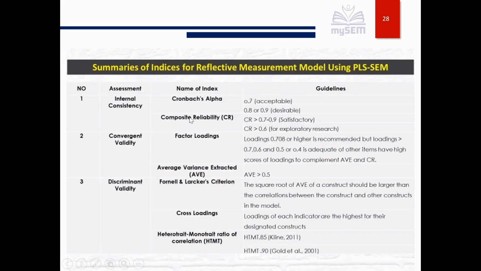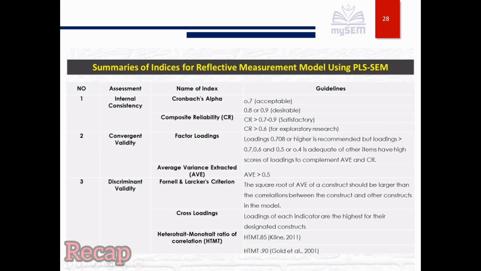In internal consistency, basically you have to pass the composite reliability. For convergent validity, you have to check the factor loading, and the ideal or accepted value should be greater than 0.708.